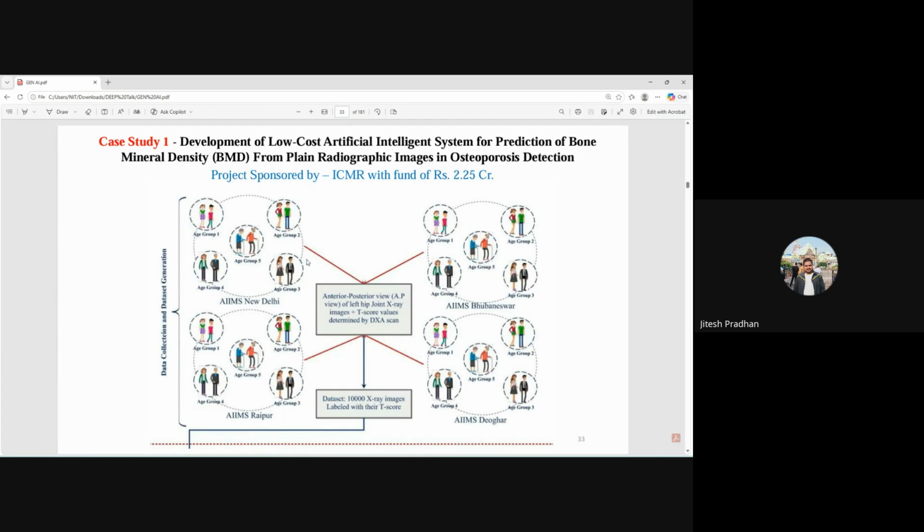Then we have done data acquisition. Data acquisition has been done from AIIMS Delhi, AIIMS Raipur, AIIMS Bhubaneswar, and AIIMS Deoghar, so that 4 different regions will be covered and different age groups will be covered. And what data have we collected? It was basically a structured and non-structured combination.